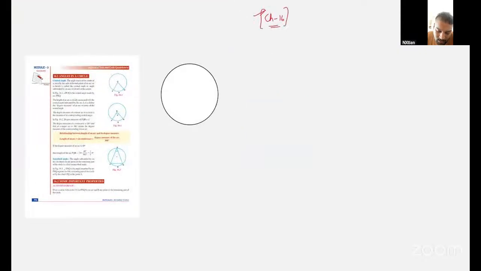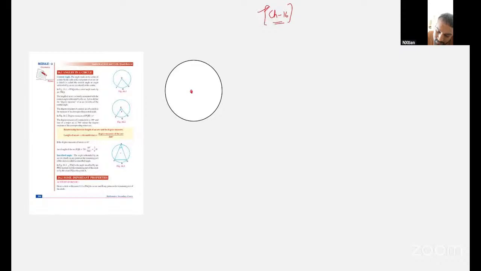So I told you regarding the sector, segment, everything. Yes or no? Okay. Now, today I will tell you one thing. For example, this is the center O, and this is A, and this is B. So this AB is called an arc. It is called an arc. This is called arc AB.